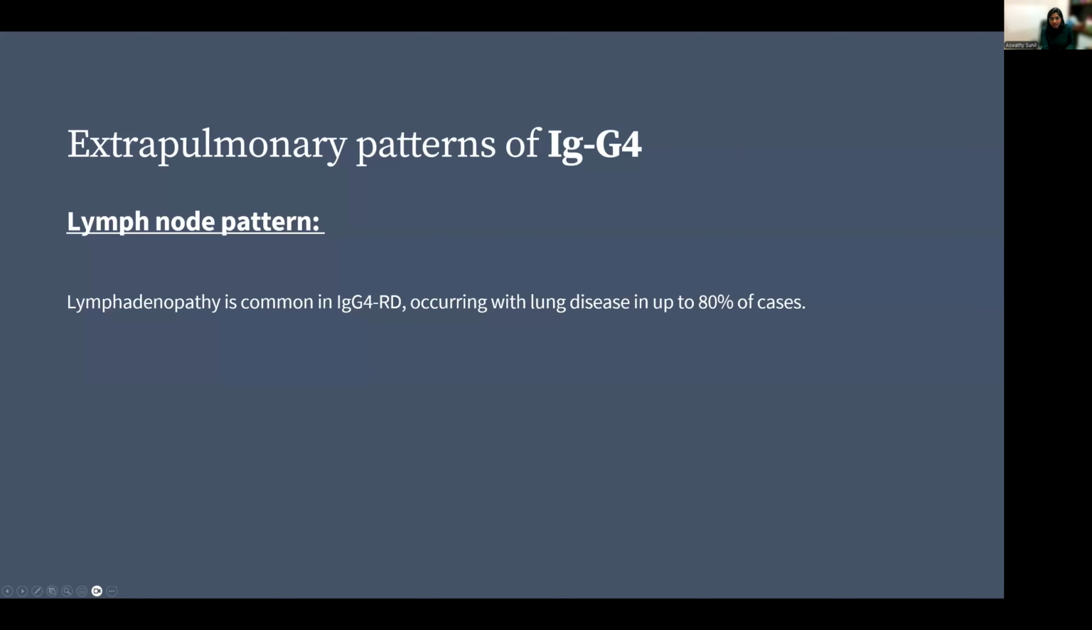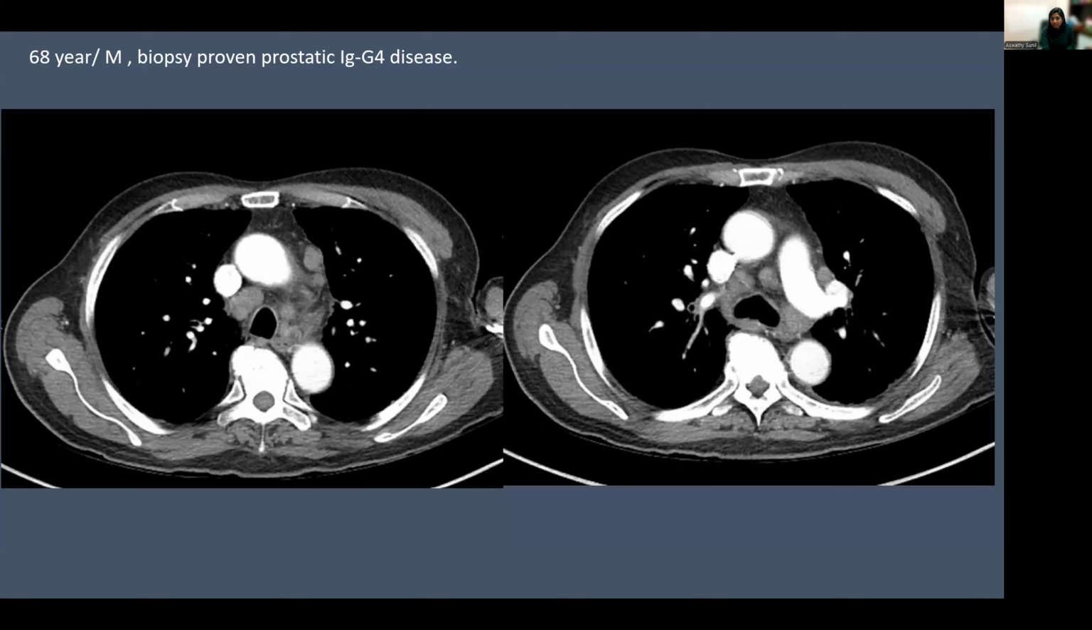The extrapulmonary manifestation, first is lymph node. Lymphadenopathy is quite common and can be seen in up to 80% of patients with lung disease. This is a 68-year-old male with biopsy-proven prostatic IgG4 disease, and you see bulky mediastinal lymph nodes.